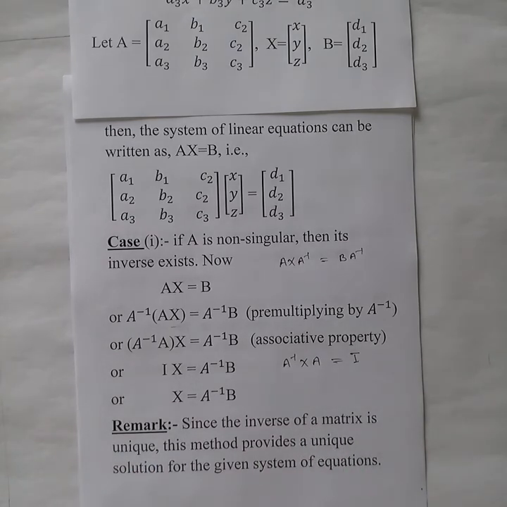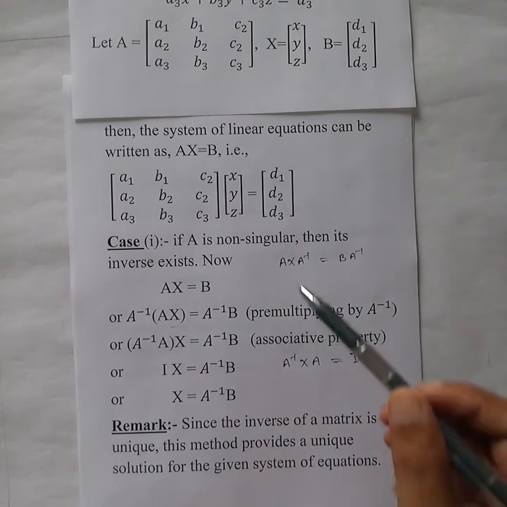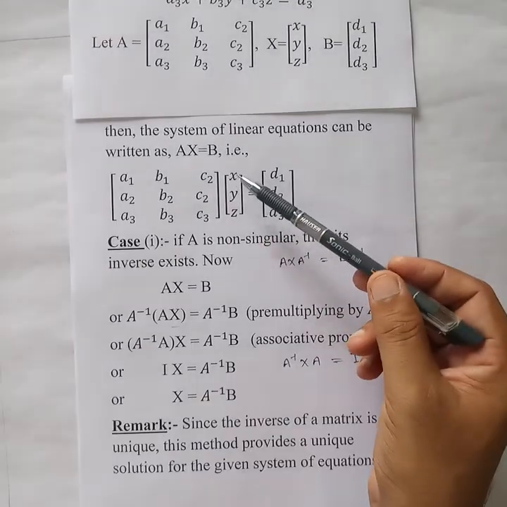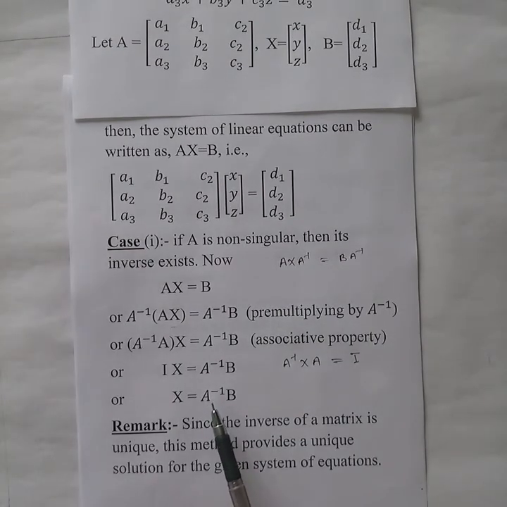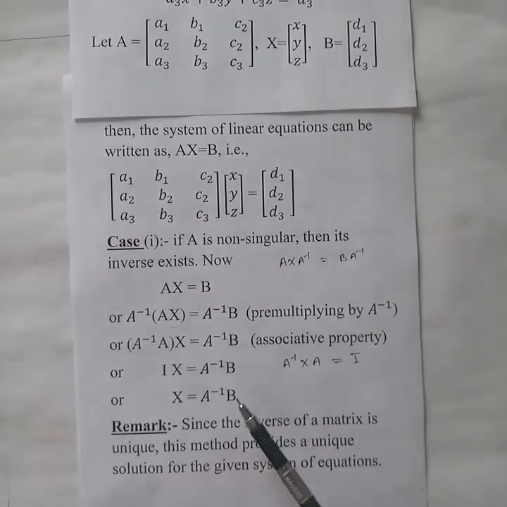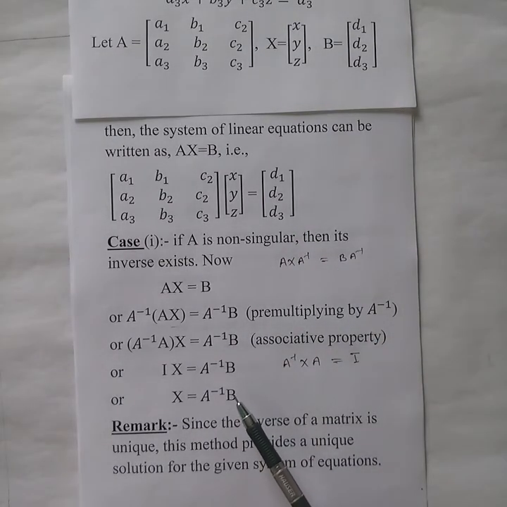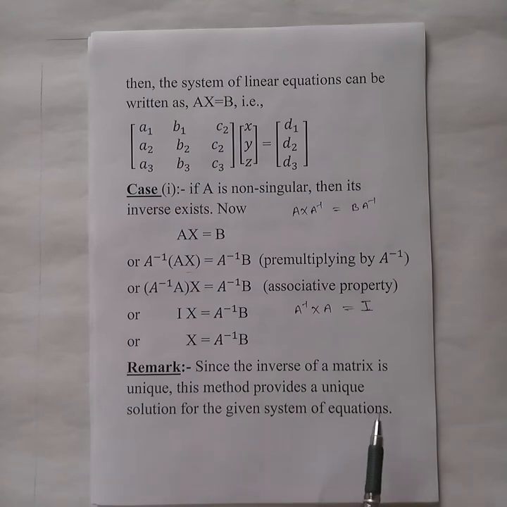So what is the procedure? We have to find out the values of X, Y, Z. That is, we have to solve the system of linear equations. So we have to multiply the inverse of matrix A by matrix B, and we shall find out the values of X, Y, Z. Now since the inverse of a matrix is unique, we get a unique solution for the given system of equations. That is, the set of values of X, Y and Z is a single one only.